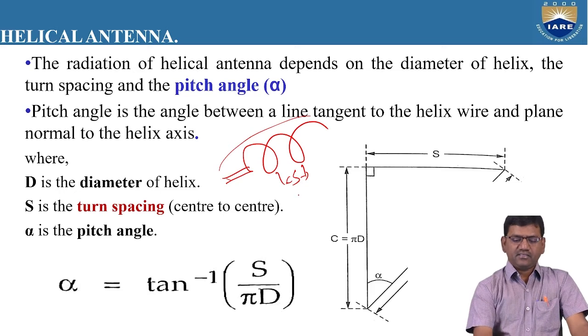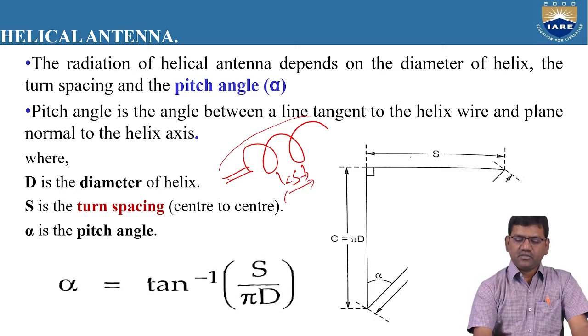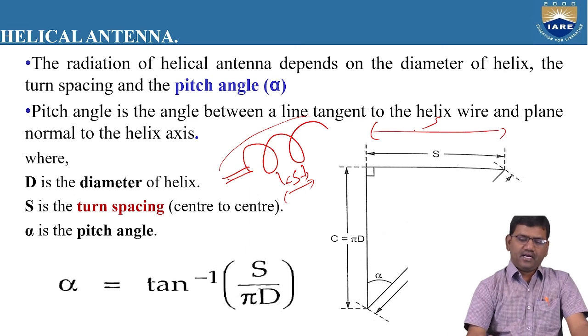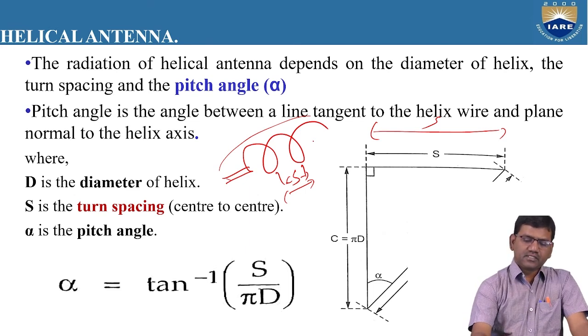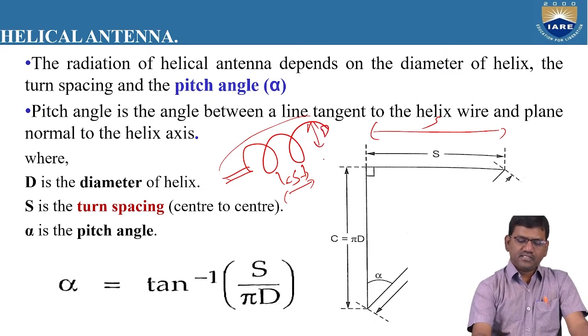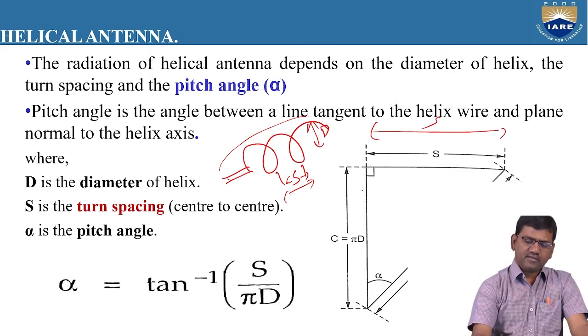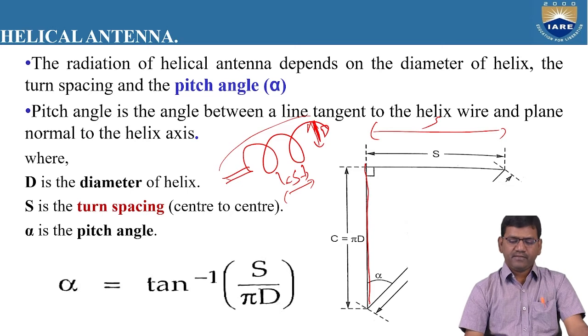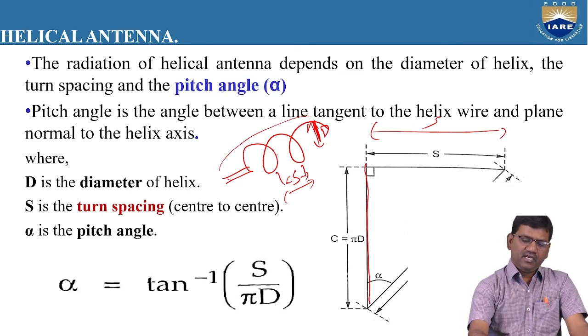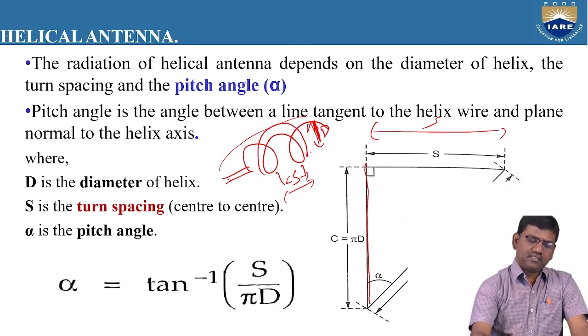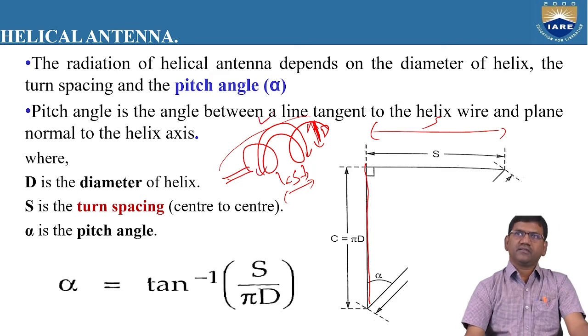Here this is S, the turn spacing, and this is D, the diameter. The circumference is represented as a vertical line here. Circumference C is equal to pi D. And this is L, the length of one turn, indicated as capital L.